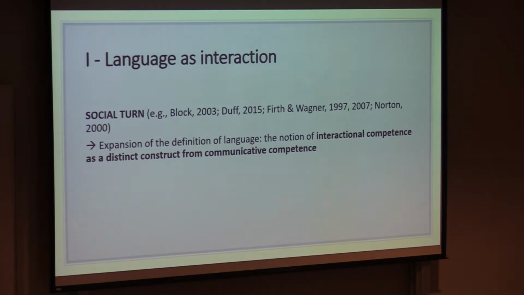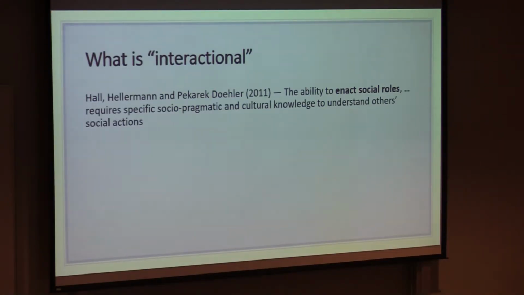So the idea is that we expand the definition of language, and really we have now two distinct constructs. One of them is communicative competence as we used to understand it before, transactional, and the other one is interaction. Now, of course, we need to define in a little bit more detail what interaction means. So you have here one major point of reference. People who have been working on this topic describe it as the ability to enact social roles. So this is going beyond just the transaction of communication. And of course, it requires social, pragmatic, cultural knowledge to understand other social action. This is broadening substantially the objective of the construct.